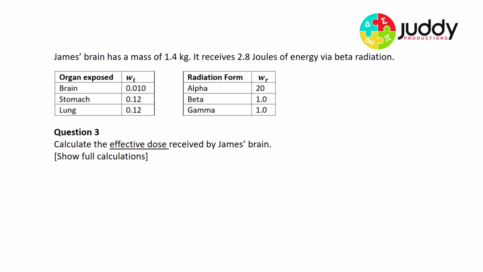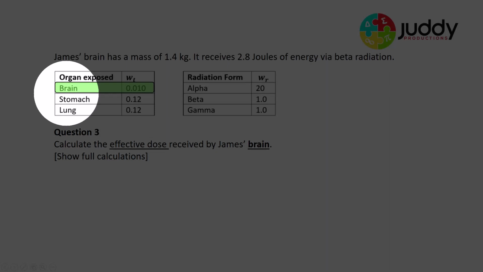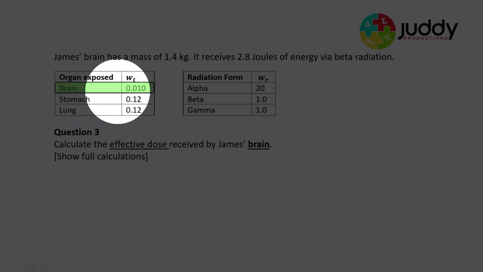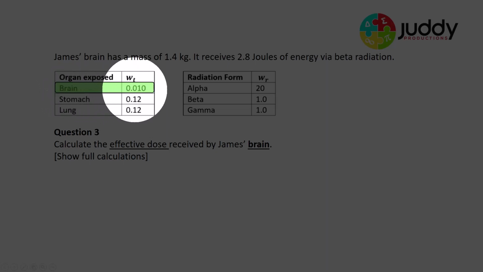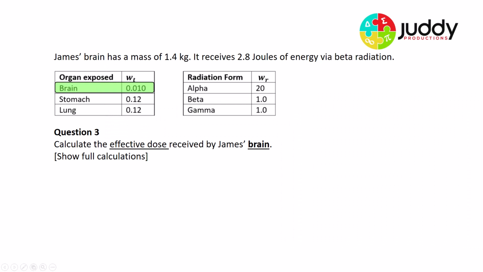Question 3, calculate the effective dose received by James's brain. When looking at the effective dose and making this calculation, we have to consider the organ, that is the brain, and the weighting of the tissue, which is a value of 0.010. So let's perform this calculation. E is a symbol for effective dose, and that's our question mark. H we just calculated before, which was our equivalent dose of 2 sieverts. And in this case, the tissue weighting for the brain, as shown in the table, highlighted green, is 0.010.